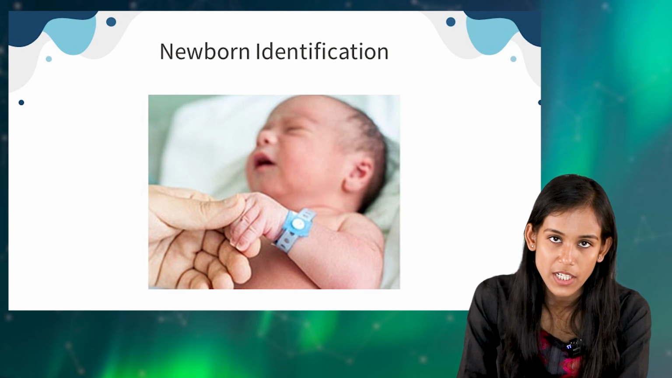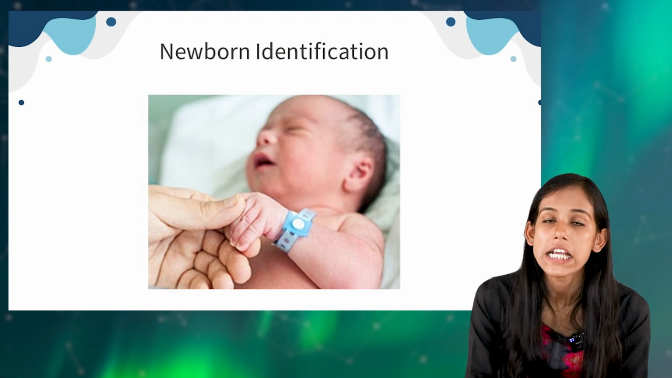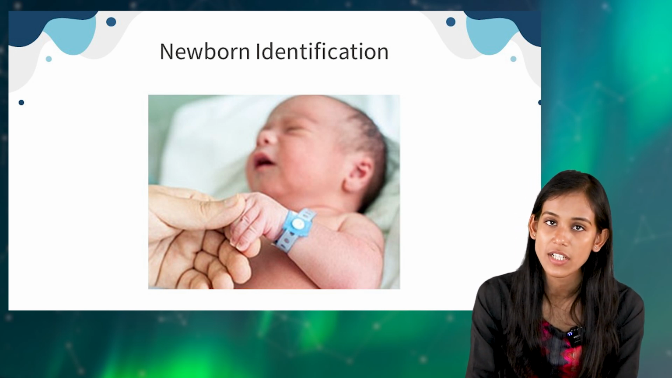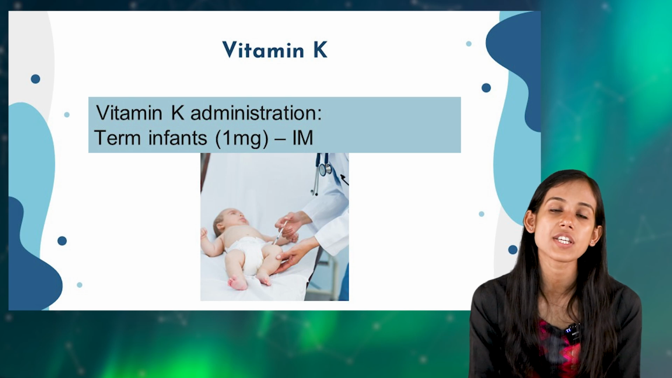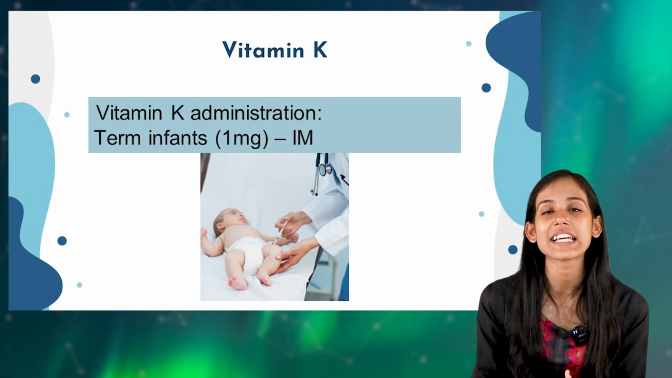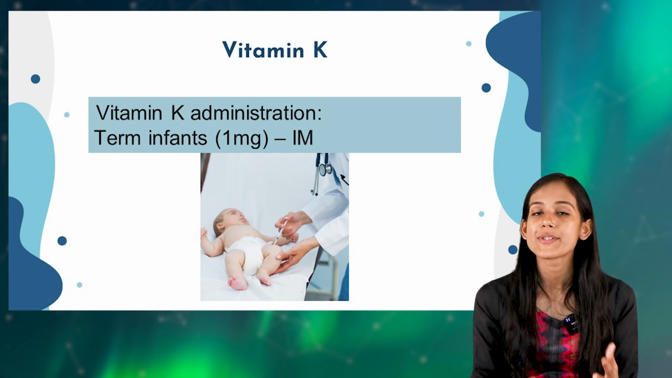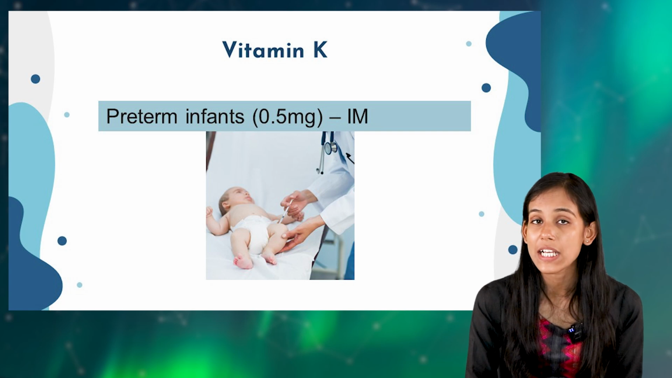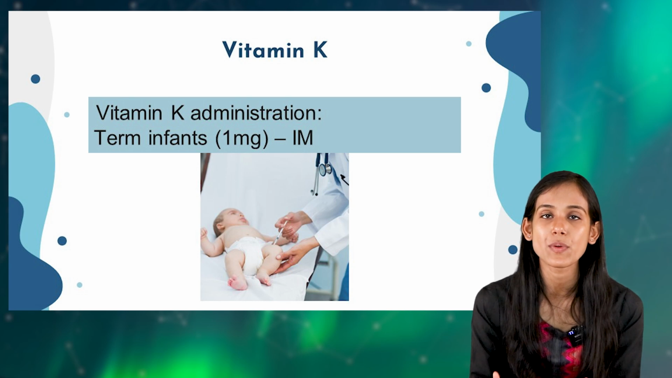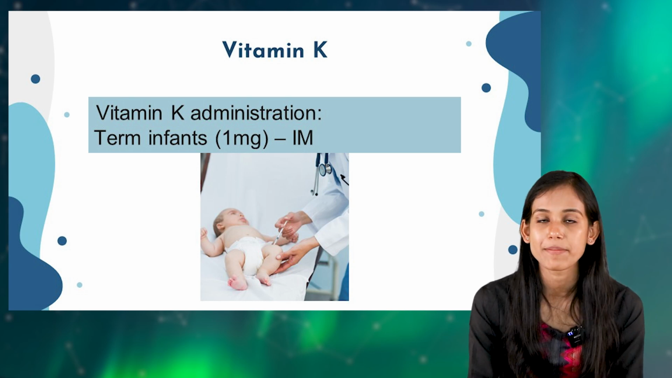After establishment of an open airway, there is newborn identification. As a nurse, you have to make sure that before the newborn leaves the delivery area, you put on the identification bracelet. Once you do newborn identification, the next thing is vitamin K. Vitamin K is administered at birth. If it is a preterm newborn, we give 0.5 mg. But if it is a term infant, we give 1 mg of vitamin K. This is to prevent neonatal hemorrhage during the first few days of life.